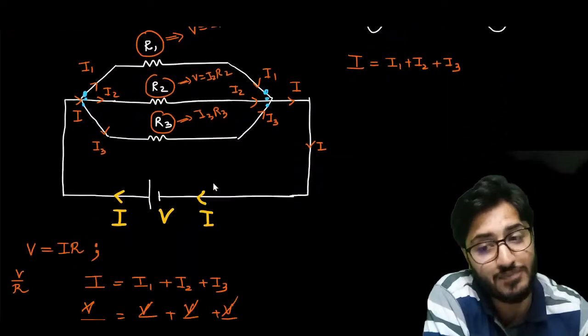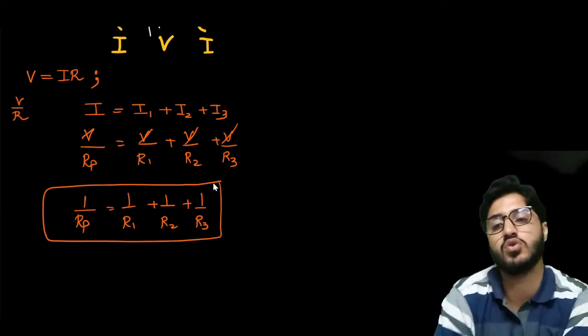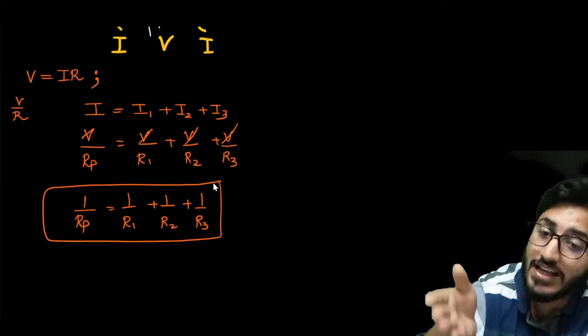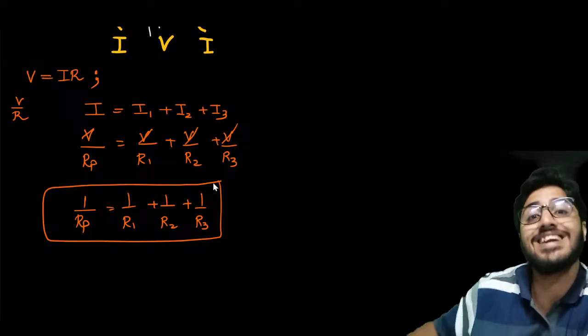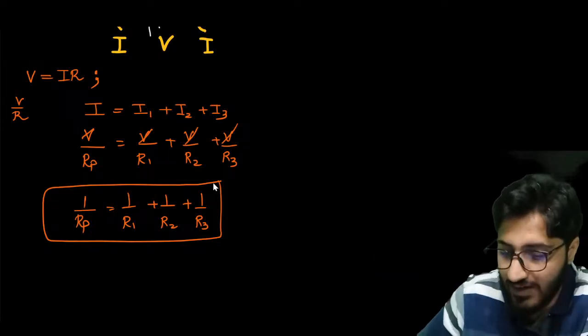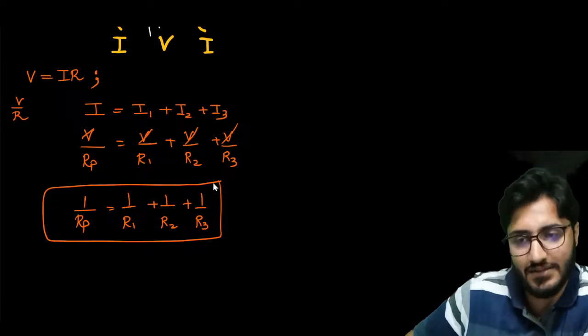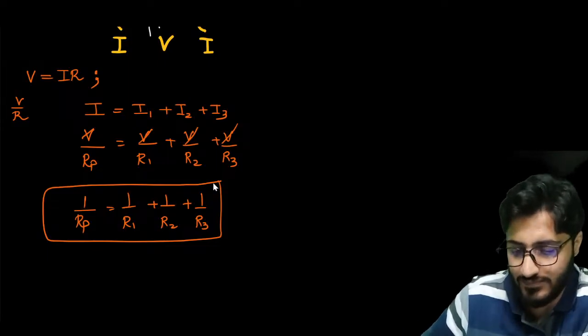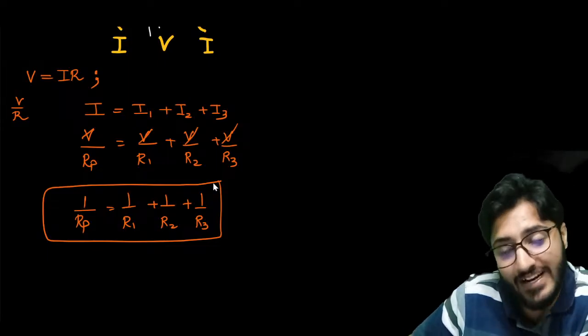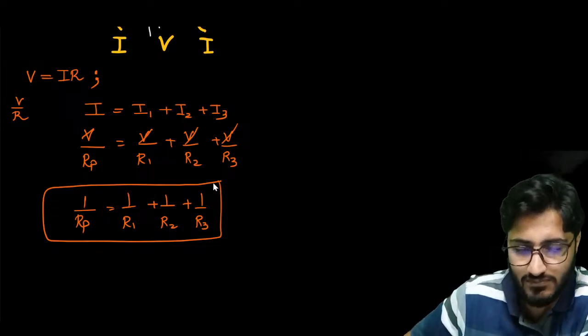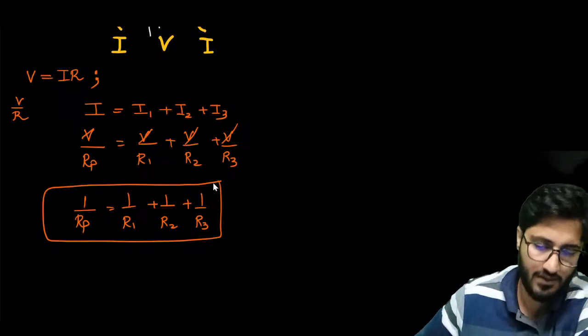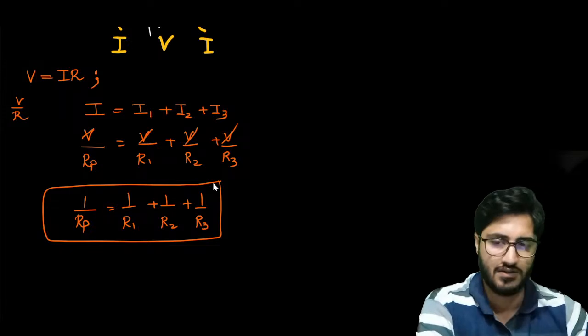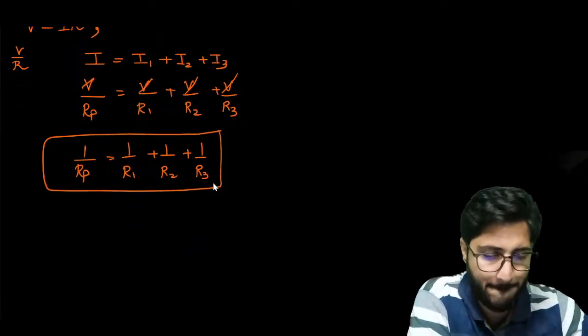So based on this particular equation, we got to know how to find the equivalent resistance. Equivalent means the net one. Equivalent resistance means the net resistance. Okay, this is how we will find the equivalent resistances. Done now?